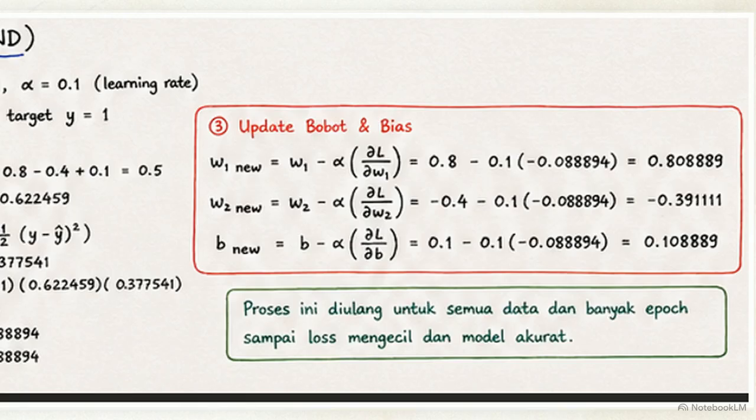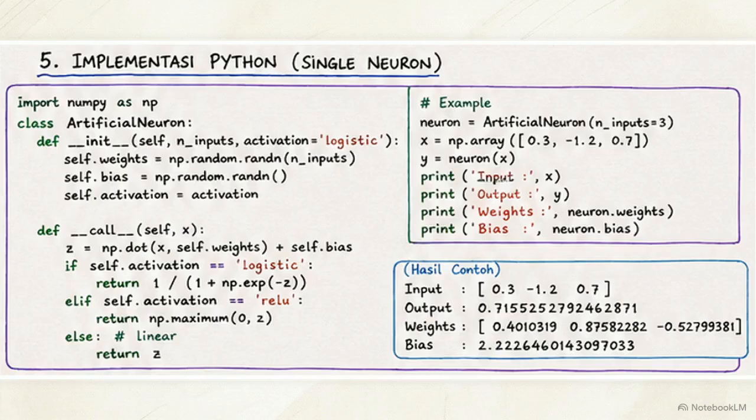Pause the video here. Using the same formula and the gradient we just calculated, find the precise new values for weight 2 and the bias. Here is the correct math. The new value for weight 2 is negative 0.391, and the new bias is 0.108. Taking these new values, recalculating the error, and updating them again over thousands of cycles is the mechanical definition of machine learning.